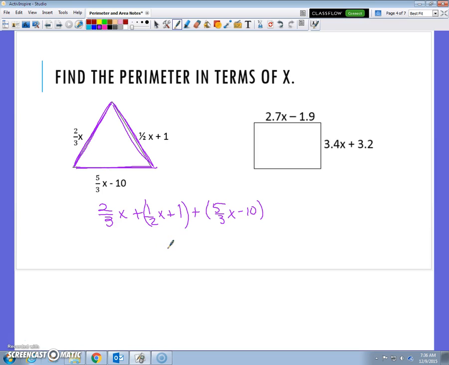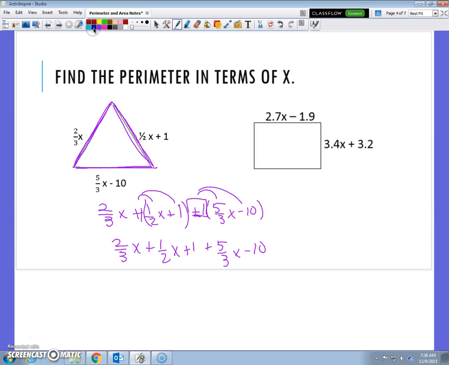And so now hopefully we're getting good at this. When I multiply this 1 through, nothing's going to change. So I'm going to just go ahead and rewrite this problem. 2/3 x plus 1/2 x plus 1 plus 5/3 x minus 10. Once again, when I multiply this 1 through, it's not going to change anything in the parentheses if it's a positive 1. Only if it were negative, then we would have some trouble. We'd need to change both signs. But we're good for now.